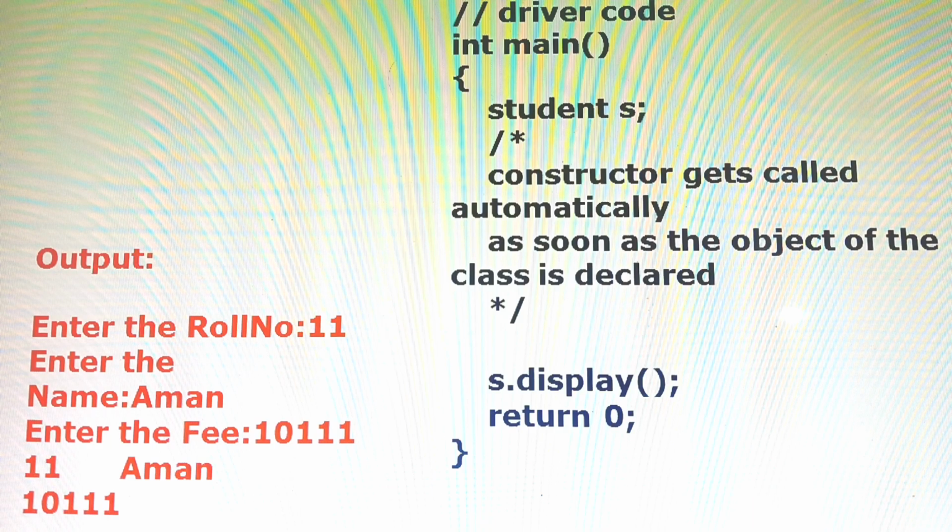Then, to display the given details, that is a normal function. Give the object of the class, then the dot operator, then the display function name. That is the member function name, display. Then after executing this program, what is the result? It gives the prompt statement for roll number, give the value for roll number, enter the name, give the name, then enter the fee, then display. Even display is in one line. In such a way we can do the constructor outside the class.